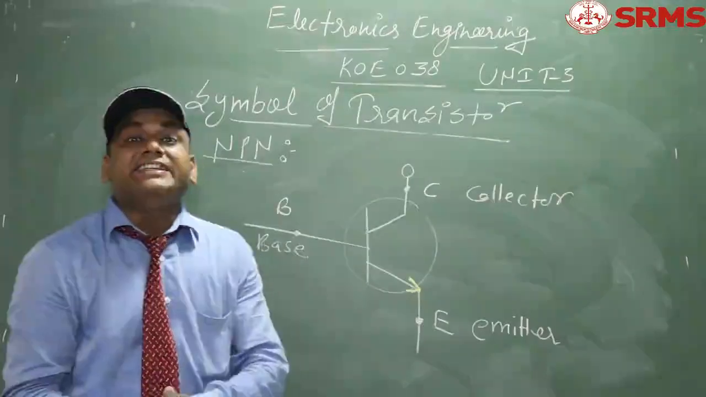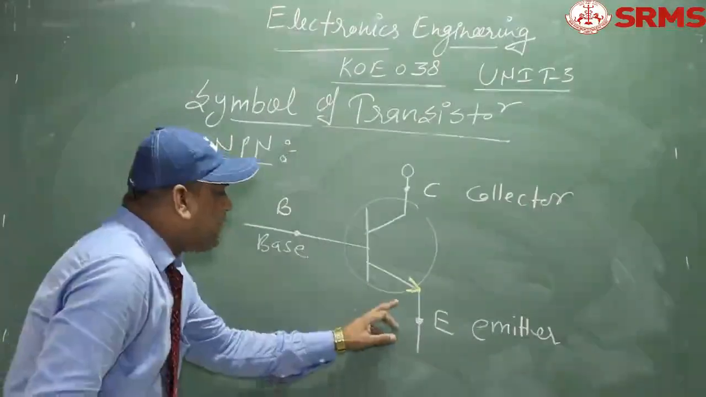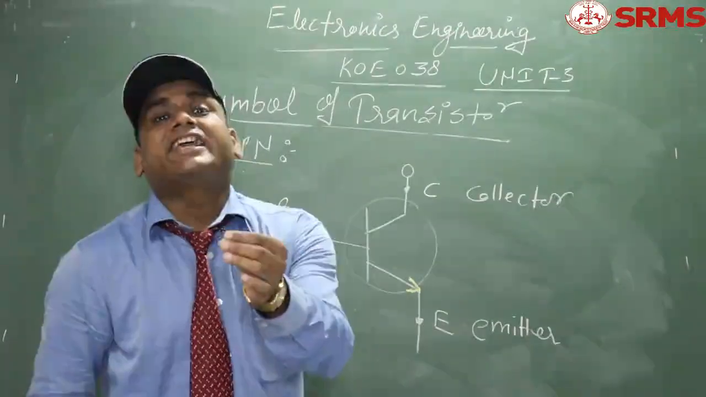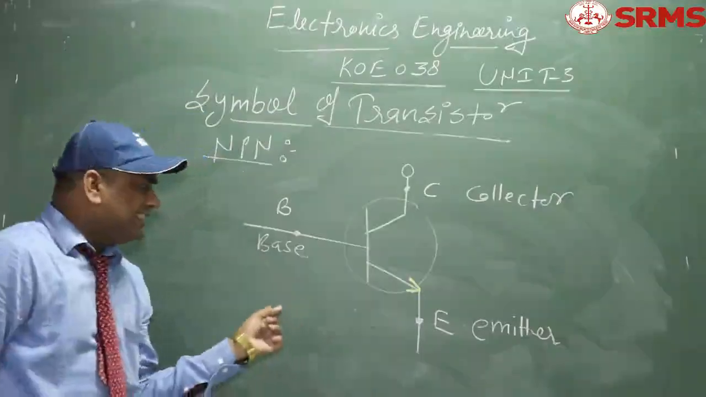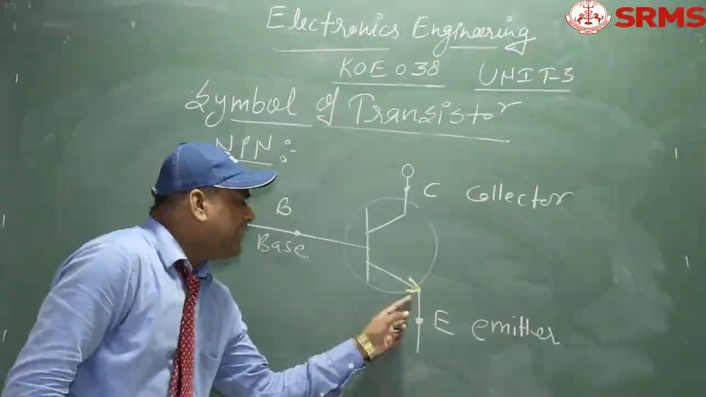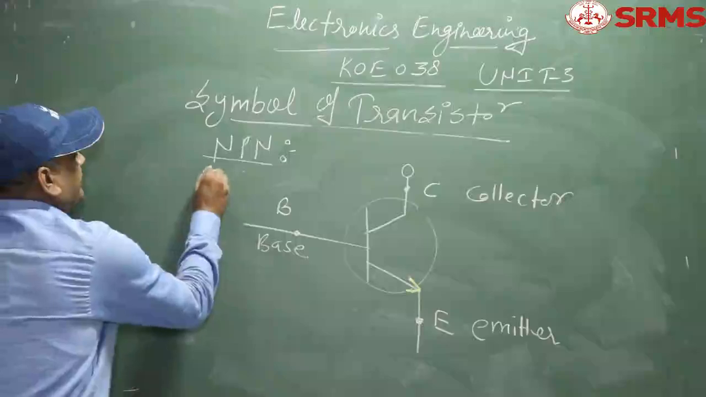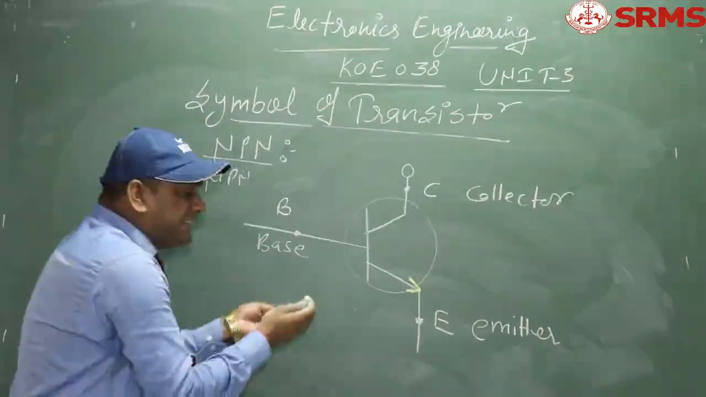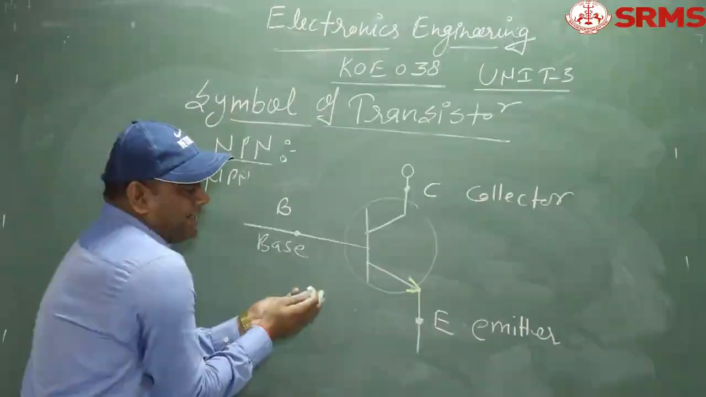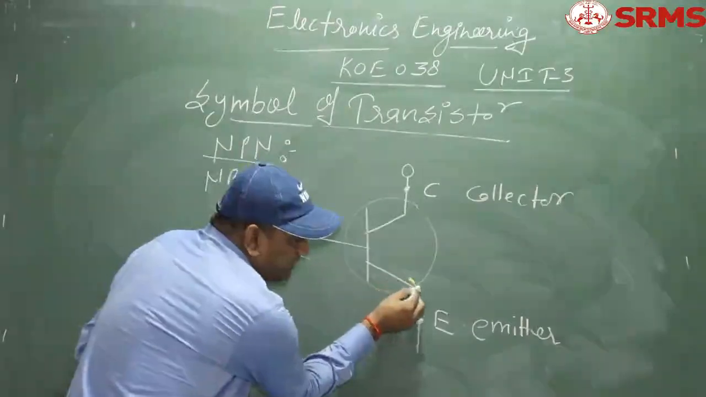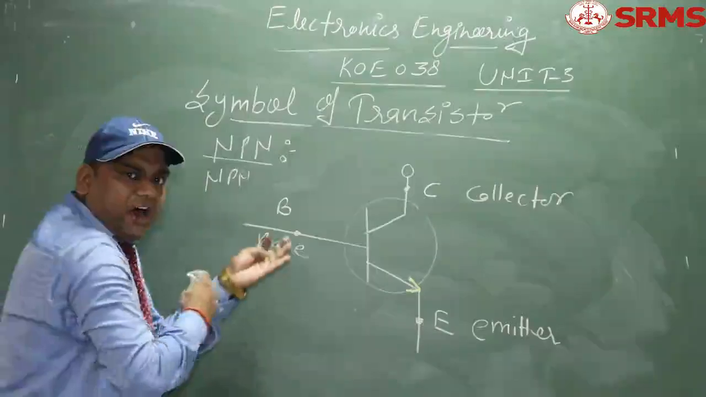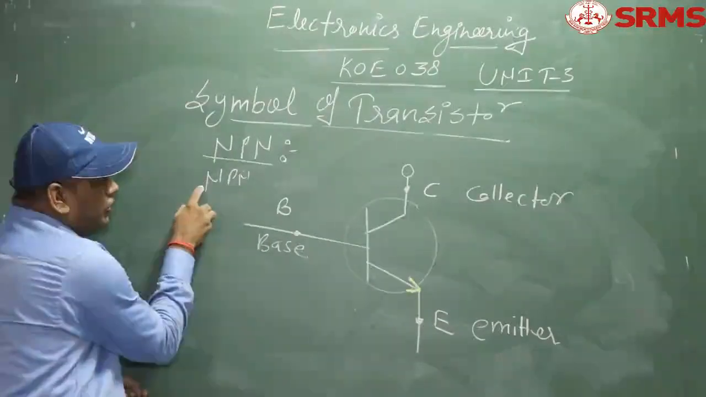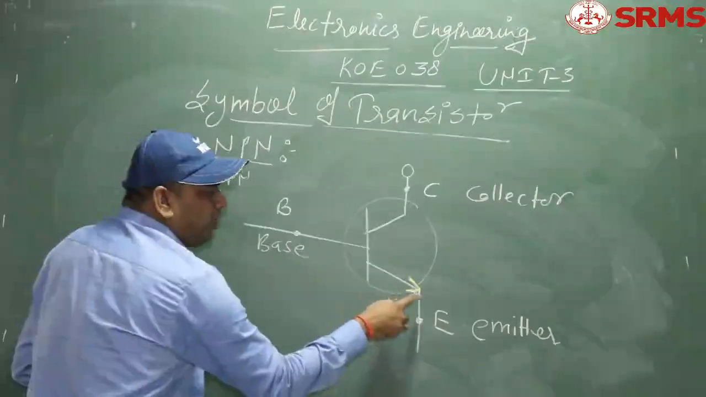The current direction is always indicated with the help of the emitter terminal. So this point is very important. You should always keep in mind that the current direction is always indicated through the terminal E. So, how can we retain this point in our mind, how can we remember the symbol, whether the direction of the arrow is outside or inside? It is very simple. NPN means not pointing in.